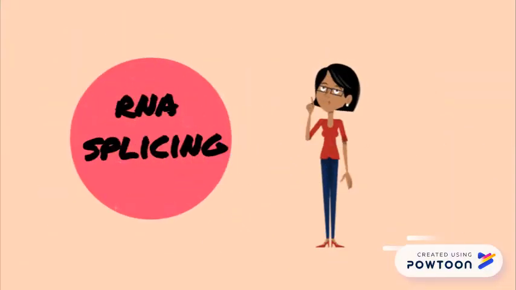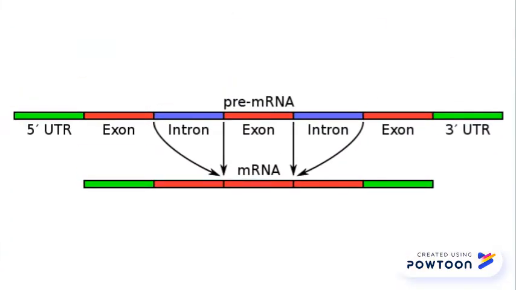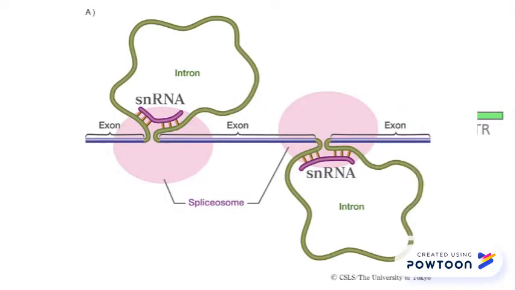Second is RNA splicing. In RNA splicing, the introns are excised and the exons are sewn together to form mature mRNA. Small nuclear ribonucleoprotein particles, called snRNPs, also pronounced snurps, are involved in splicing. A snRNP consists of a small RNA, 100 to 200 bases long, and about 10 different proteins.